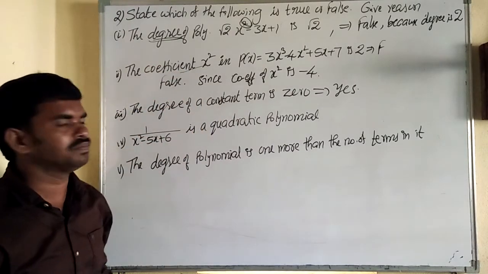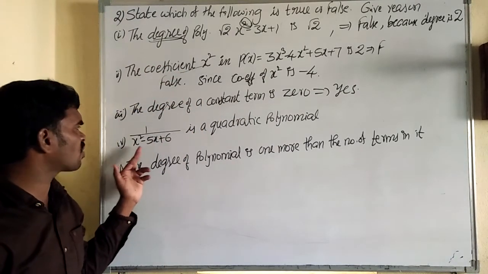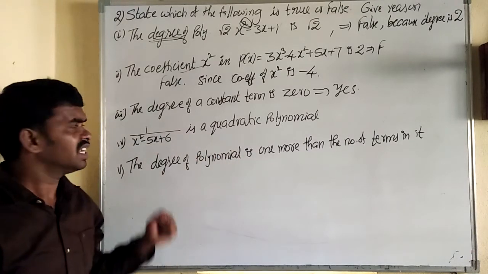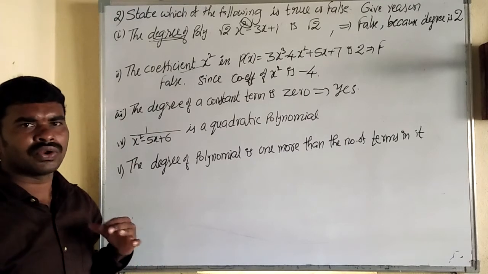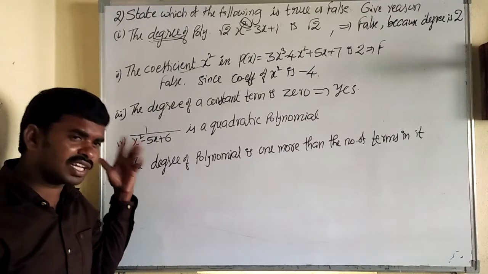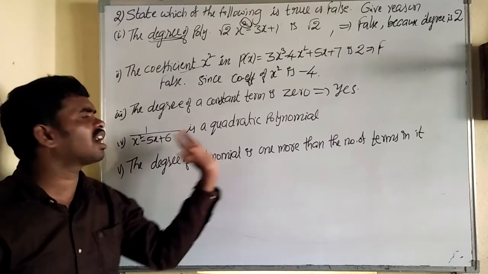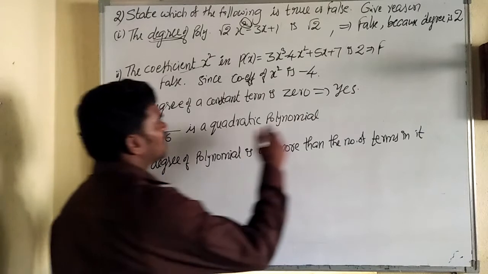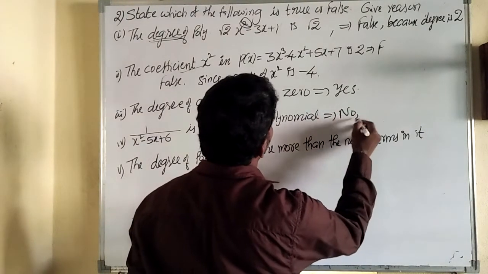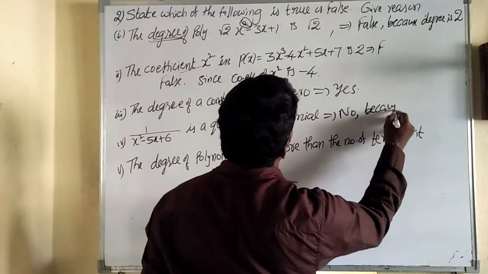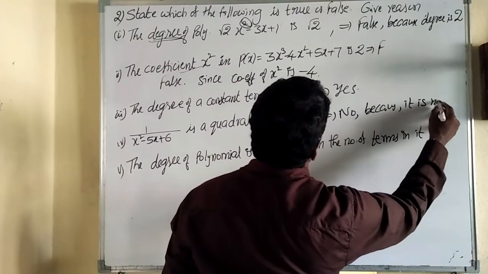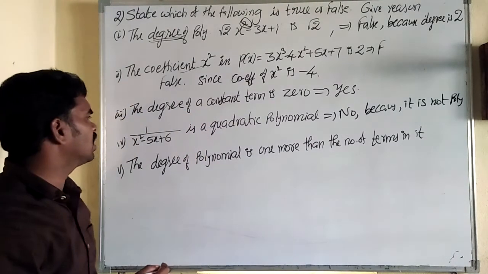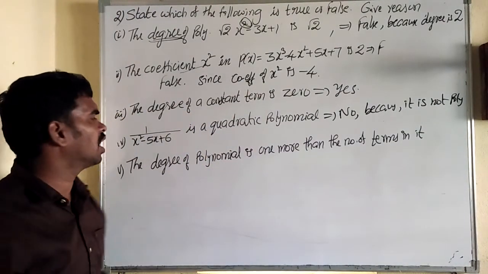That is fundamental. Next, 1 by x square minus 5x plus 6 is a quadratic polynomial. First of all, is it a polynomial? No. First of all, it is not a polynomial. That's why it is not quadratic or linear or cubic. So first of all, it is not a polynomial. It is not even a polynomial.